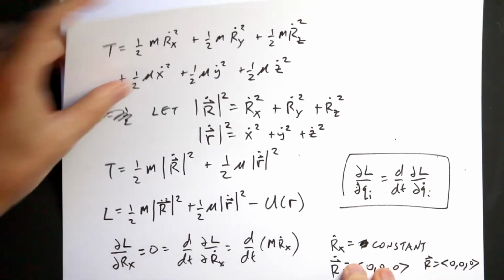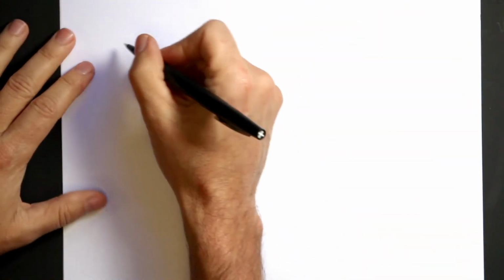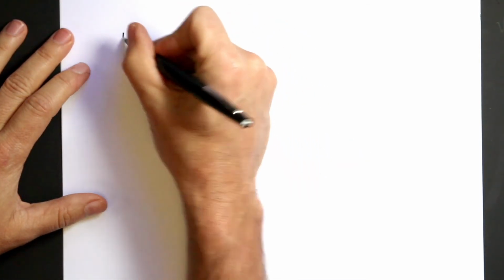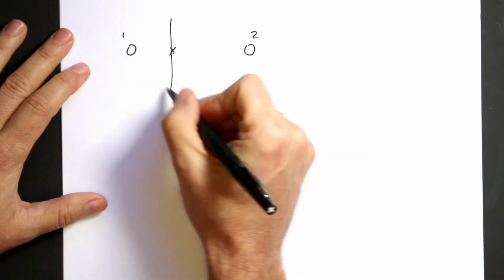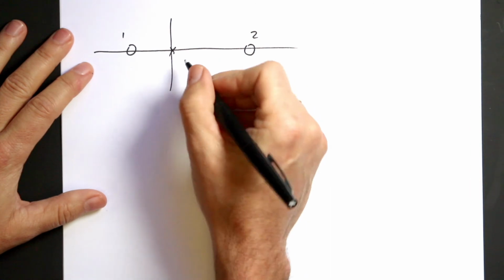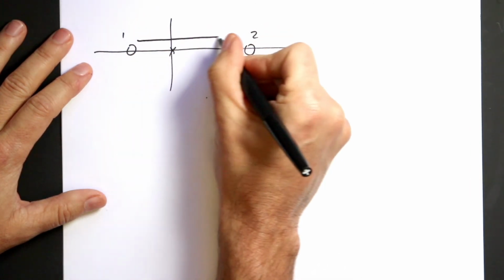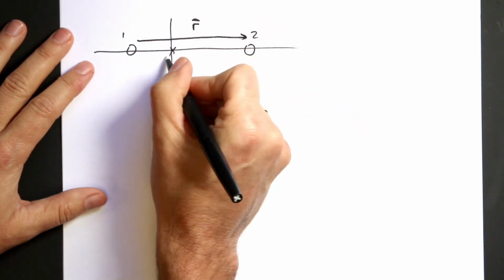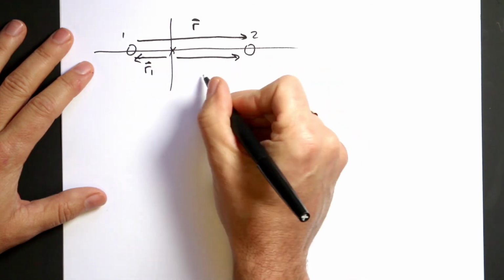Let's just make things easier, because we're trying to get this down to an equivalent one-dimensional problem, so why make it more complicated than it needs to be? So now we have our situation like this. I'm going to draw it quite simply. Here's mass 1, here's mass 2, here's the center of mass, which is at the origin, and this would be R, this would be R1, and this would be R2.